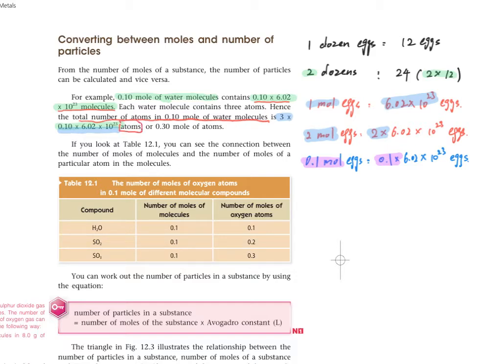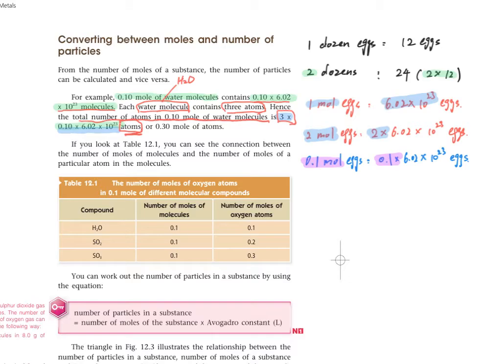Okay, why do we use 3 times? Because each water molecule is H2O, right? And it contains 3 atoms: 2 hydrogen atoms and 1 oxygen atom. So if we want to count the total number of atoms, then we have to use 3 times the total number of water molecules, right? So 3 times 0.1 times 6.02 times 10 to the power 23.